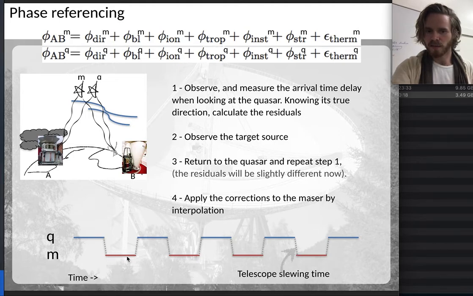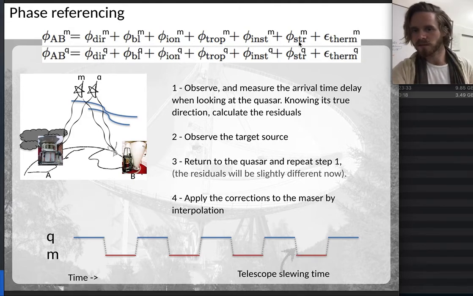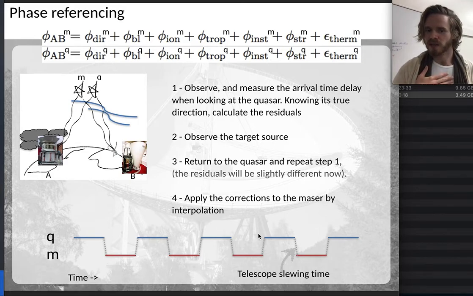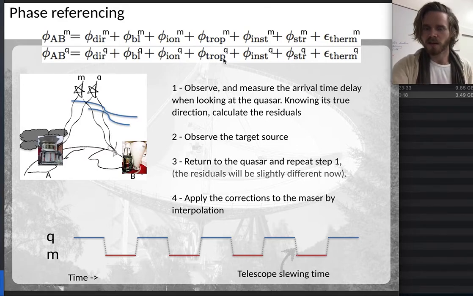Then we look at the target for a bit, so the maser, and we don't really do any math or anything, we just look at it. Then we go back to the quasar and we repeat the process. So we measure the arrival time difference, we know what the arrival time should be just based on the direction, so we work out the residuals. So we work out the residuals for this time and this time and this time, and everyone knows the weather is changing all the time, right? So the residuals, because they involve weather, will be changing over time, especially this term here, the tropospheric delay residual. That's going to be changing pretty quickly, like minute time scales or so.